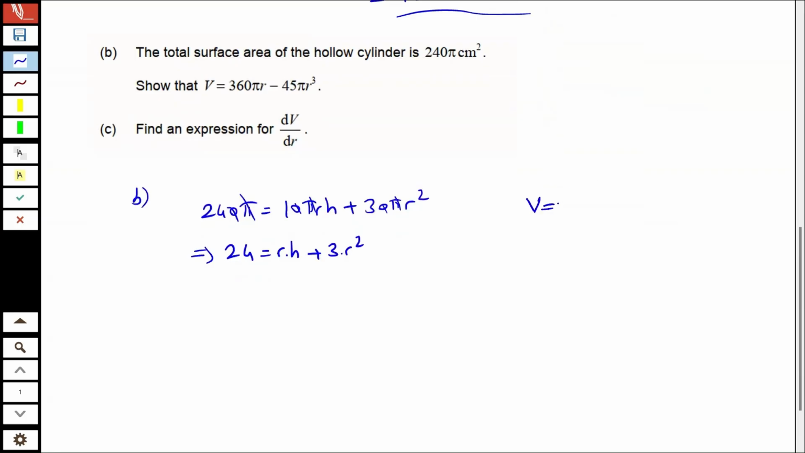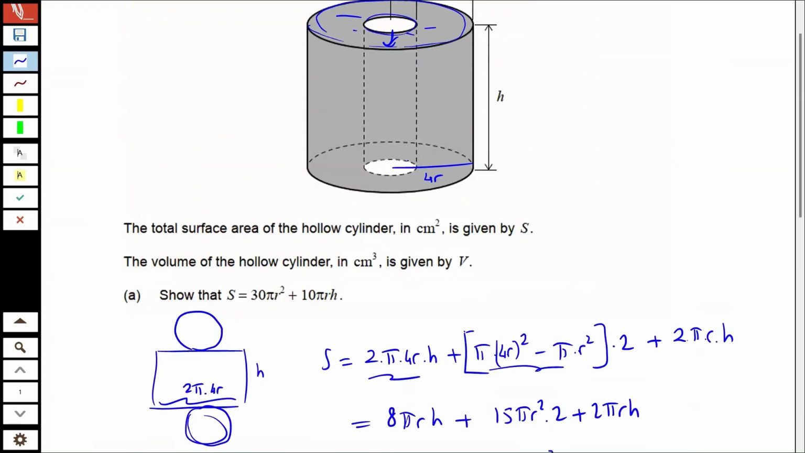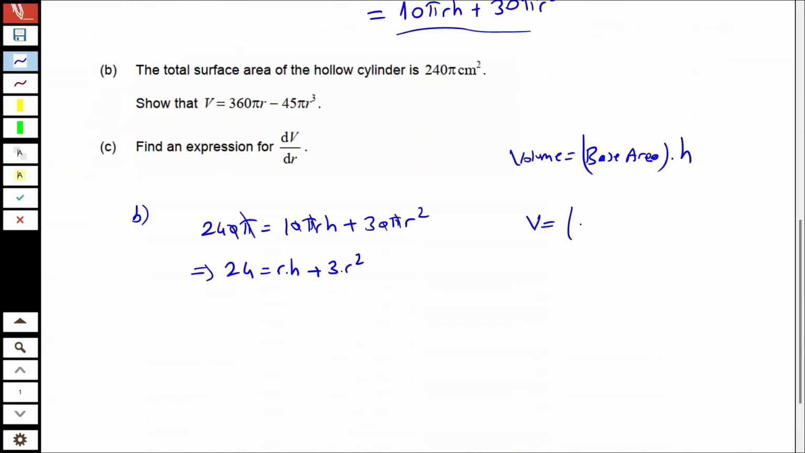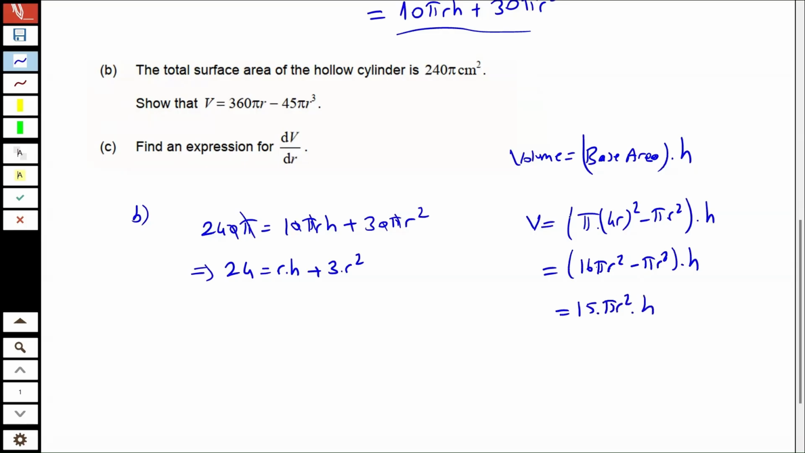And what was the volume of a cylinder? The volume is, you can also check from the formula booklet, base area times height. So what is the base area of the cylinder? It is pi times 4r square minus pi times r square, times h, right? 16 pi r square minus pi r square times h, 15 pi r square times h.